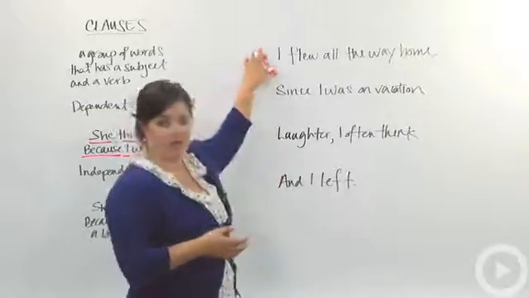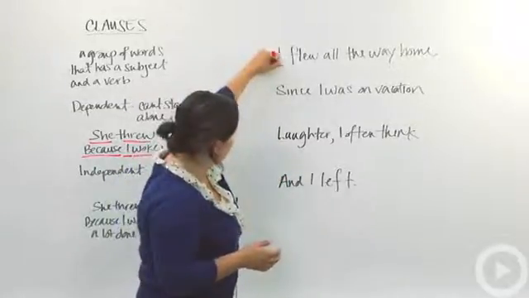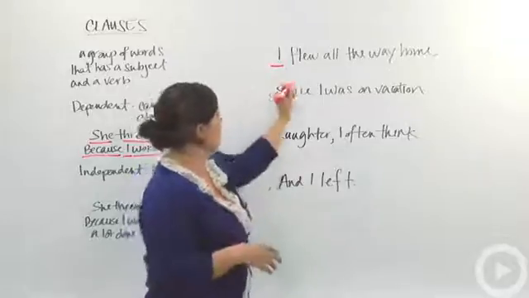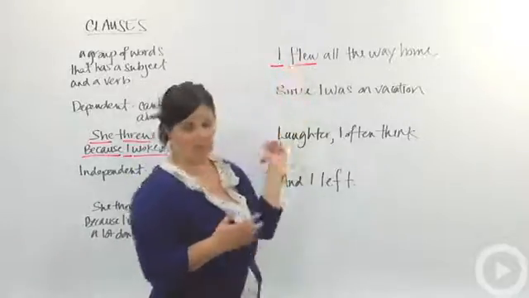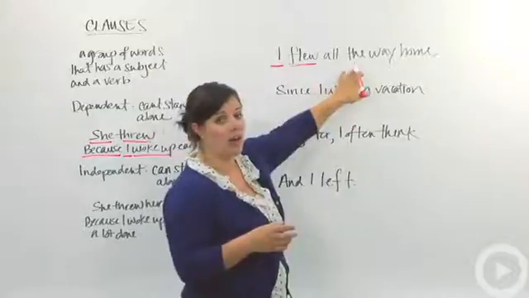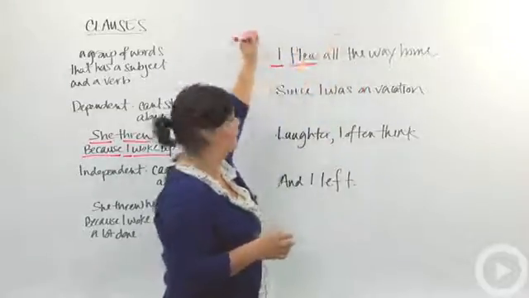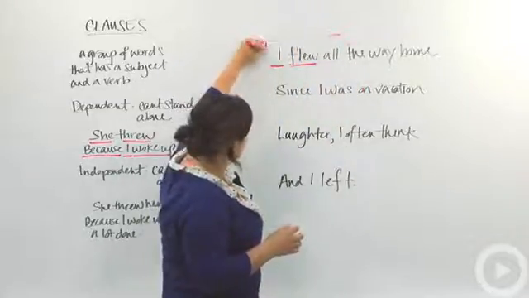So we've got "I flew all the way home." "I" is our subject, it's what's doing the action. What's "I" doing? "I" is flying. And then we've got a completion of thought. I flew where? I flew all the way home. So we've got an independent clause here.